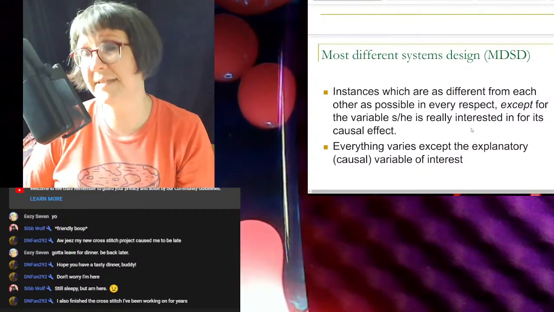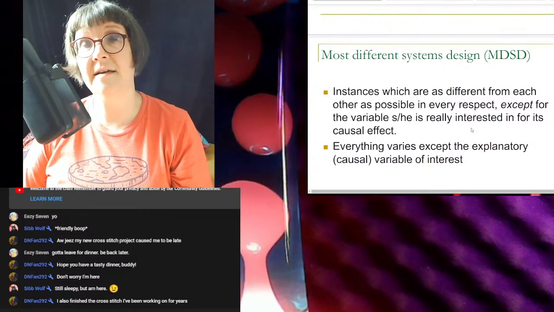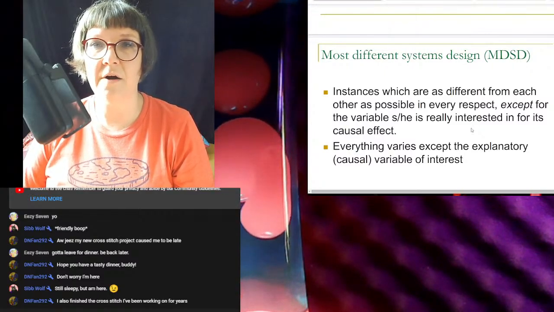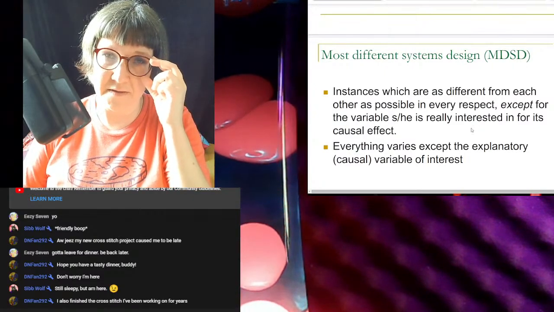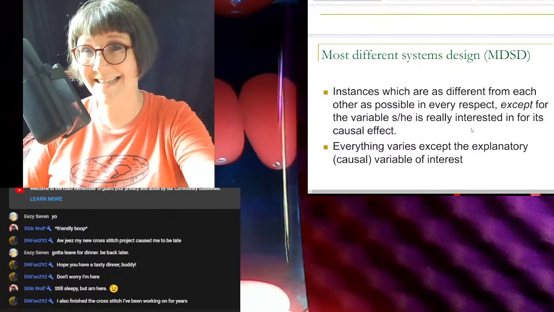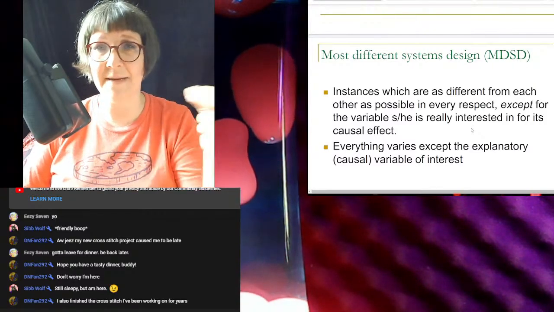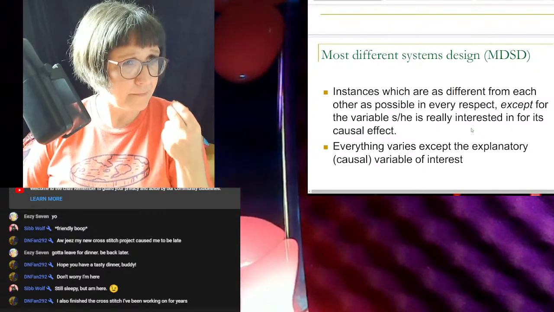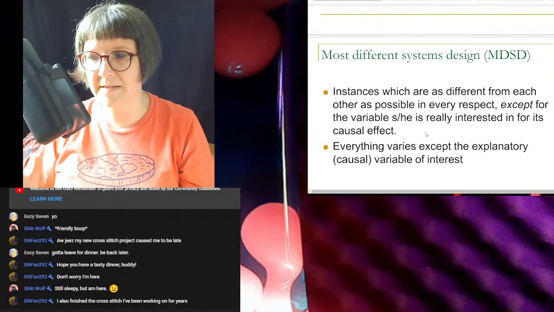Now, for the most different systems design, that is taking a complete opposite approach. The idea here is to get examples that are as different as possible on every characteristic, except the variable of interest, the thing that you want to investigate as the causal driver. Now, the interesting thing, so think about this, like the logic of it.